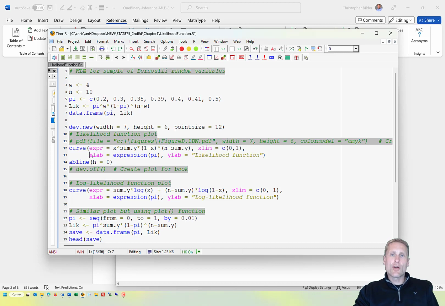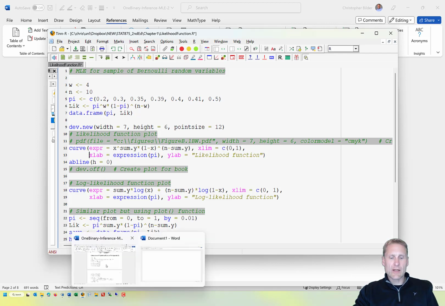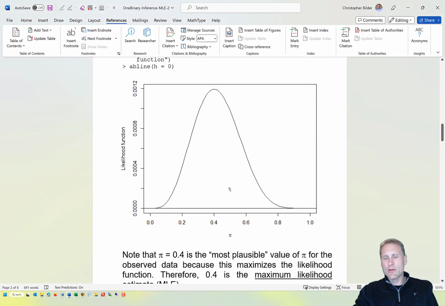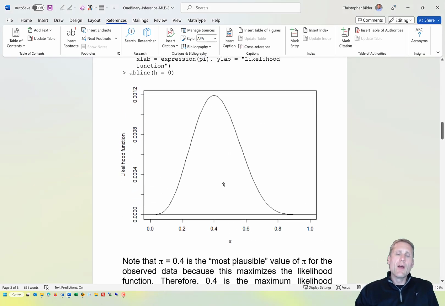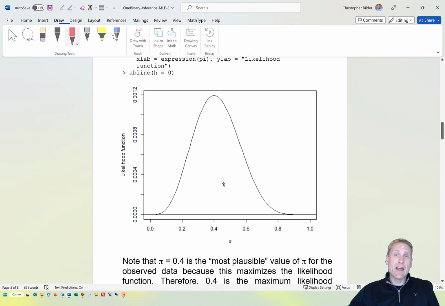Let's now look at a graph of the corresponding likelihood function. Before we actually look at the code, let's actually look at it in my notes. And so on my y-axis, I have the actual likelihood function. On my x-axis, I have the possible values of pi.